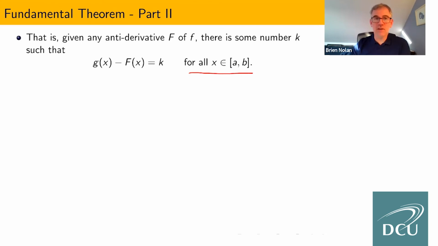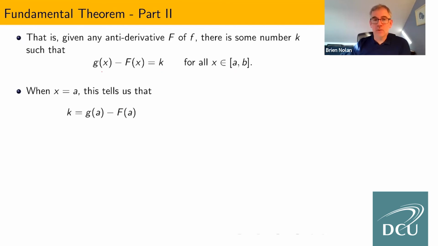And there are two x values of particular interest there: the values at the endpoints. For example, when x equals a, this number k equals g of x minus F of x, but it's always the same number, regardless of the value of x. So when x equals a, this equation tells me that the number k is equal to g of a minus F of a.